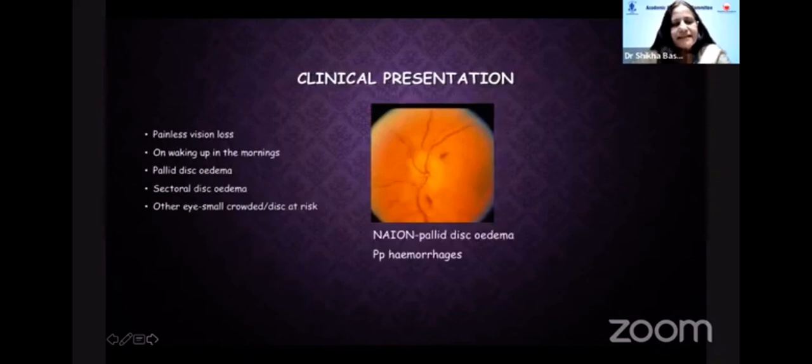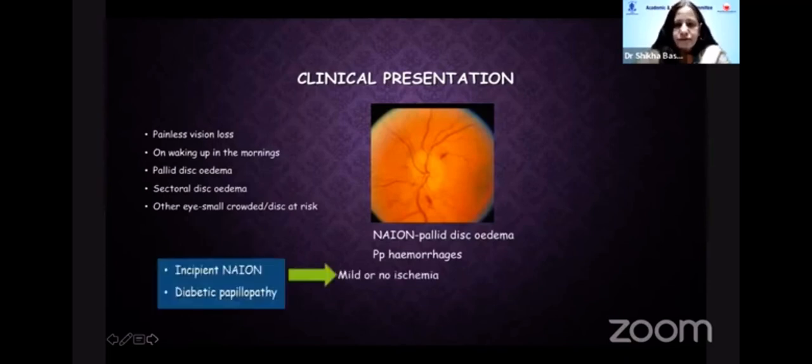These patients present with painless vision loss, and it's present mostly on waking up in the morning, and on examination, the patient can have a hyperemic disc or pallid disc edema, can have peripapillary hemorrhages, there can be sectoral disc edema, and the other eye usually has a small crowded disc, what we call the disc at risk.